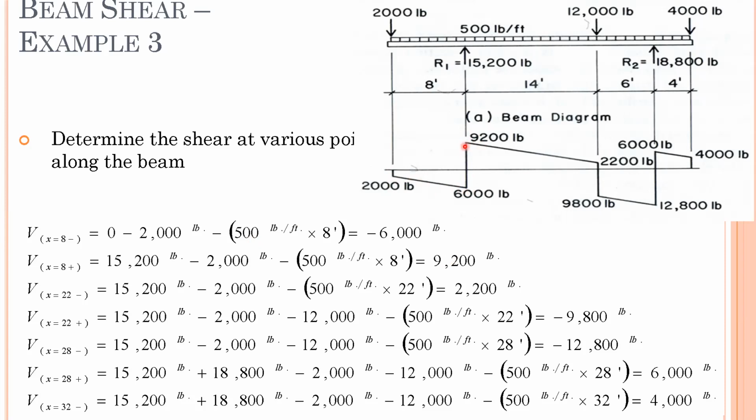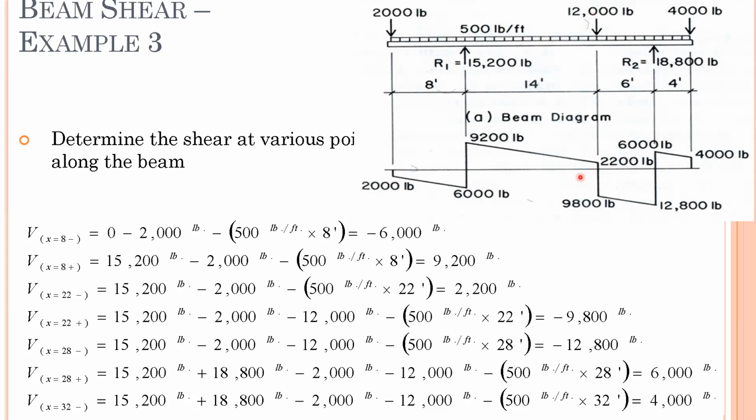Now, we're moving over to which load now? This one here, sir, and this shear force. The shear we have here is going to be what? 500 times 14. That's the UDL coming down. That is one of them.